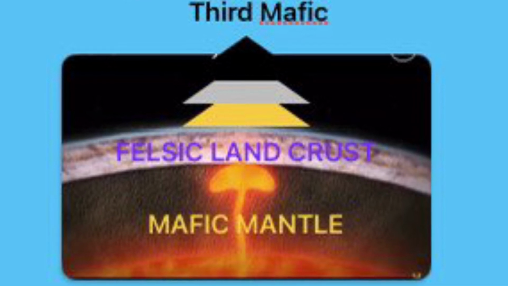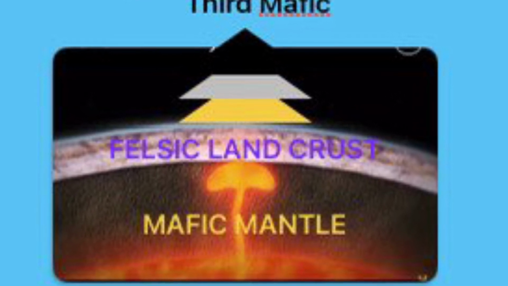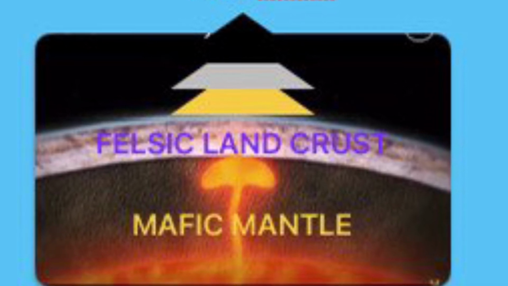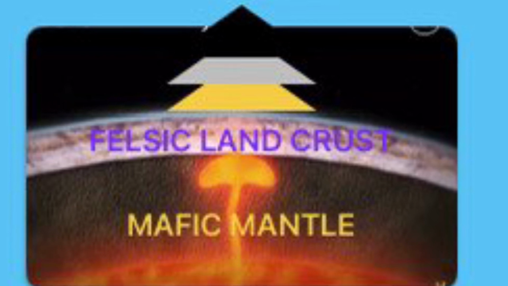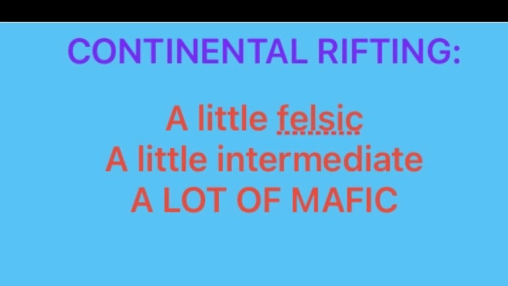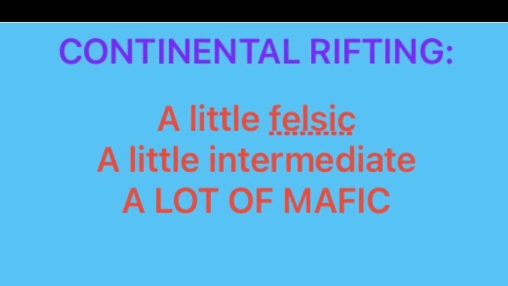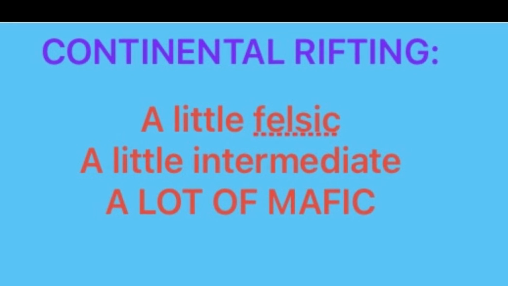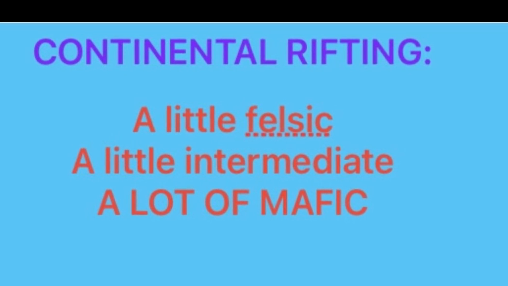After all the land crust is eaten up and transformed, then you get massive eruptions of mafic basalt lava in far greater amounts than the felsic and intermediate lavas. In other words, with continental rifting, you get a little bit of felsic magma lava, a little bit of intermediate magma lava, and a huge amount of mafic magma lava. Doesn't always happen this way, but for the most part, mafic magma and lava dominate rifting events.